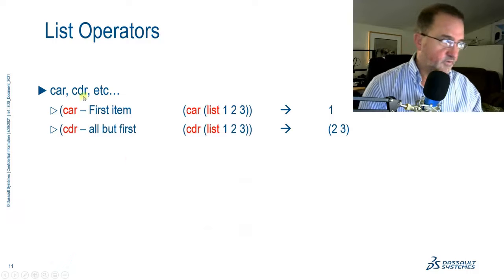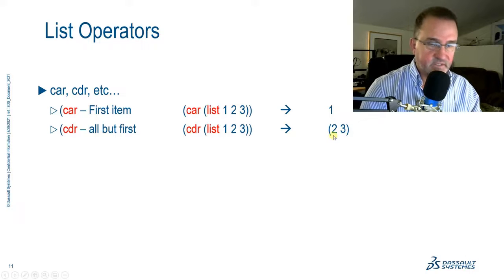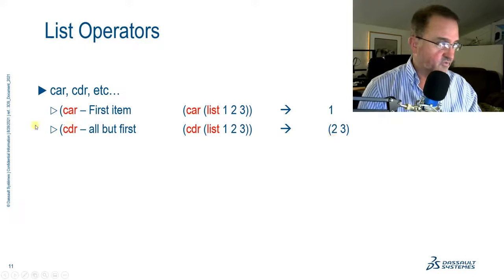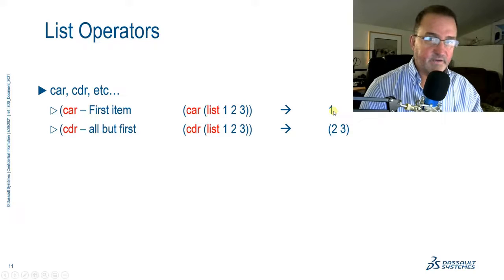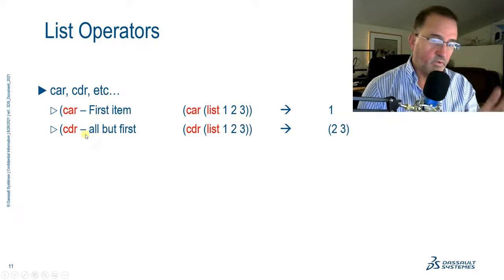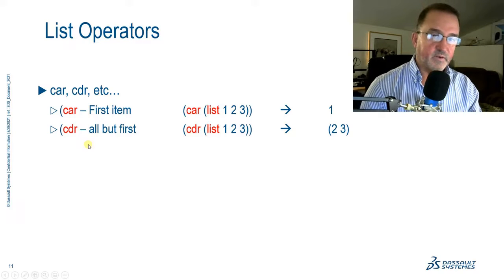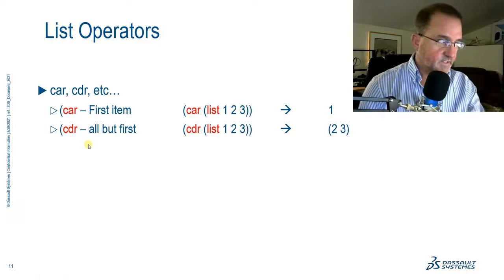The next function we use is called CDR, and what that does is it gives you everything except the first item in the list. It's basically the opposite. Notice when it returns the list, it returns it as a list, where the first one returns the item not as a list but as an individual item. So when we look at lists of items, if I just want to grab the first item, I use car. If I want to pull that first item off and use the rest, we use CDR.